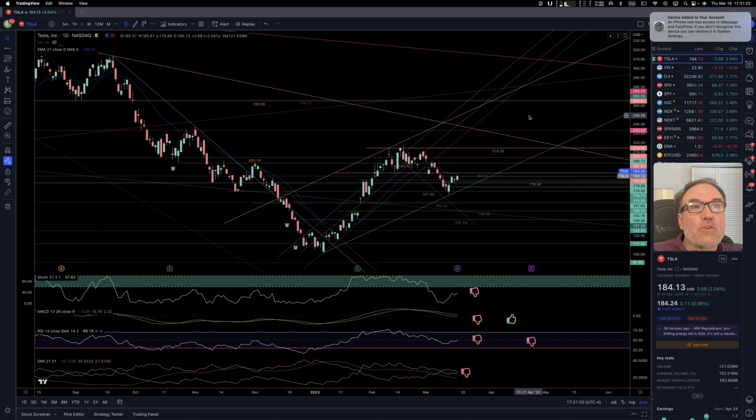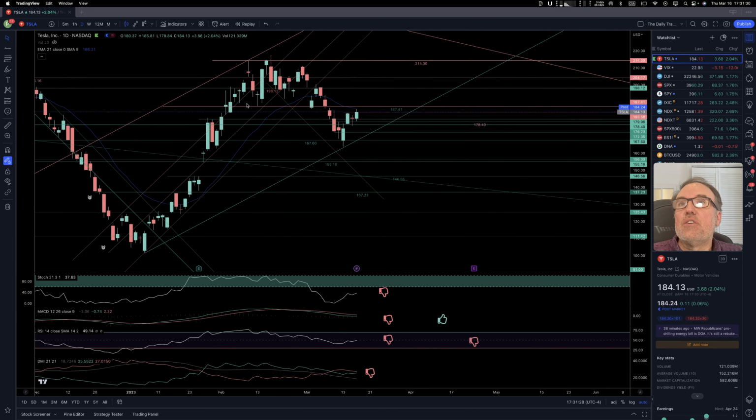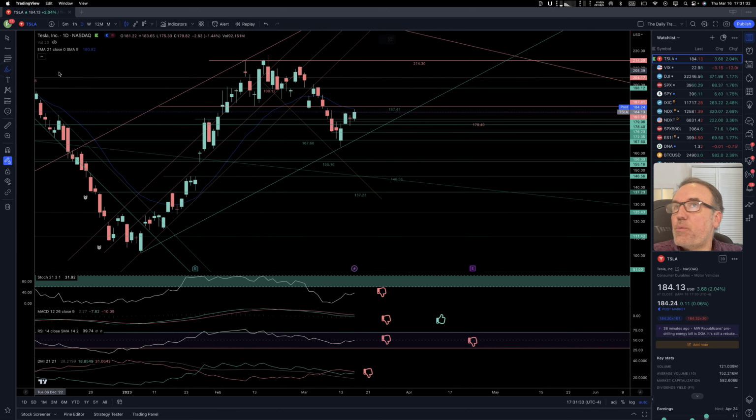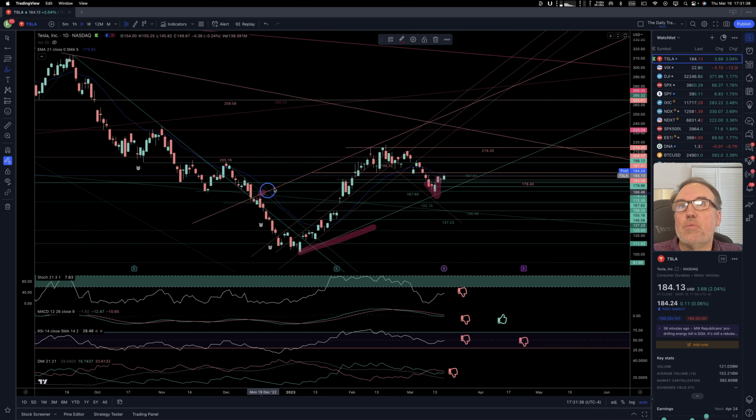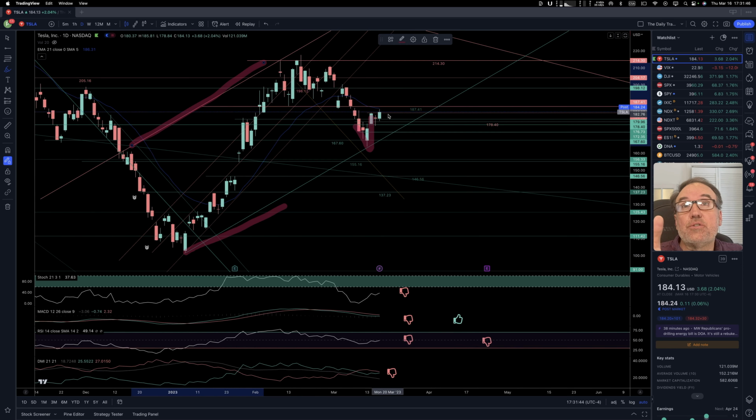So Tesla is up today, up $3.68, 2.04%. Closed at 184.13. Post-market seemed to be up by 11 cents. So let's look at what we have here on the chart. We have been rebounding very nicely, I would say, on this new bullish channel. And we are stuck underneath 187.41.